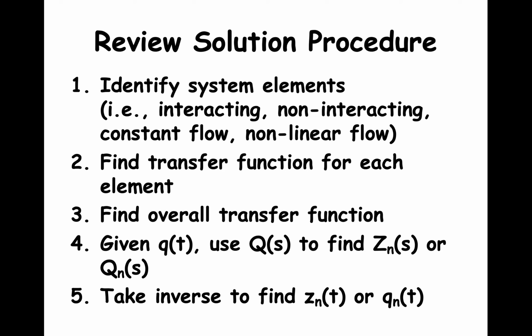Now we summarize the solution procedure. We need to identify the system elements and determine whether they are interacting, non-interacting, have a constant flow, or are nonlinear. Then you need to find the transfer function for each element. In most cases, you will be able to write the transfer function using the ones that we have developed already. Next, you need to find the overall transfer function.